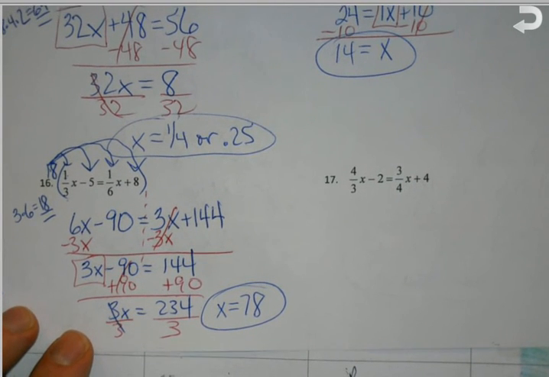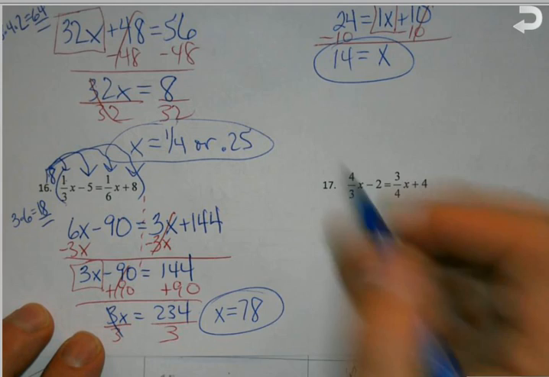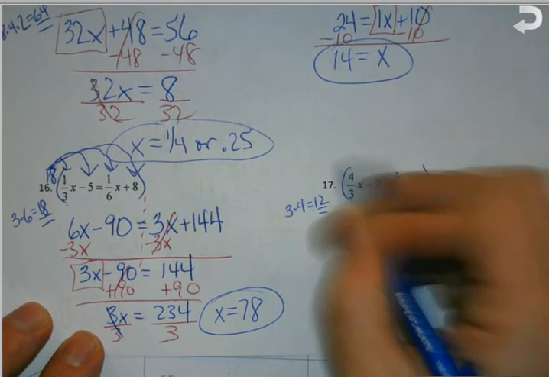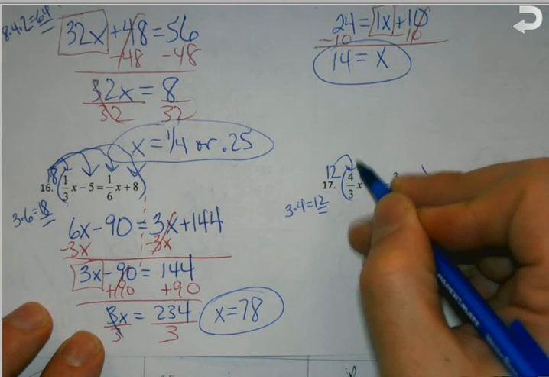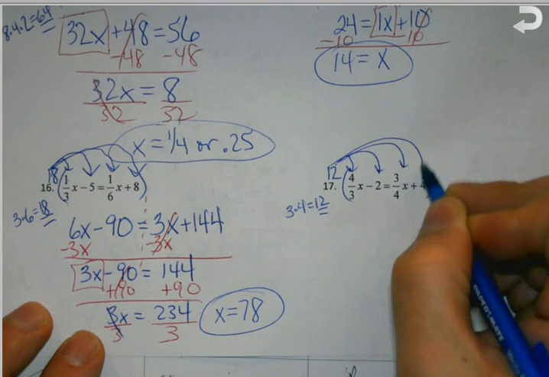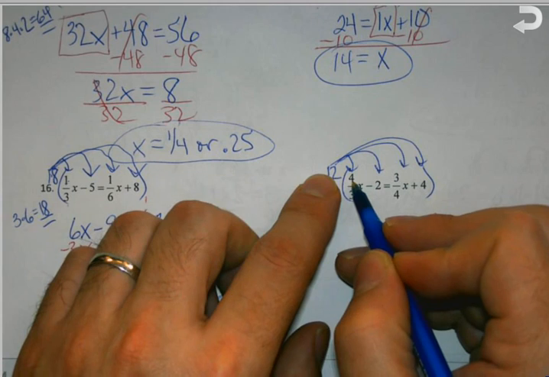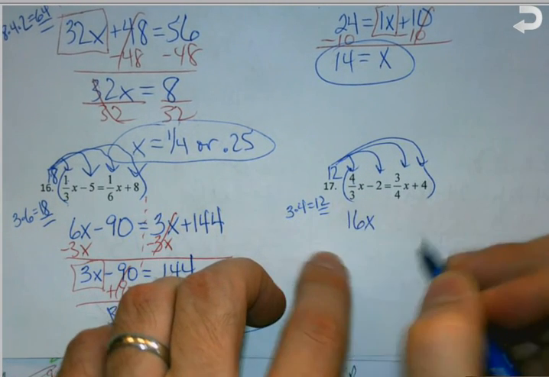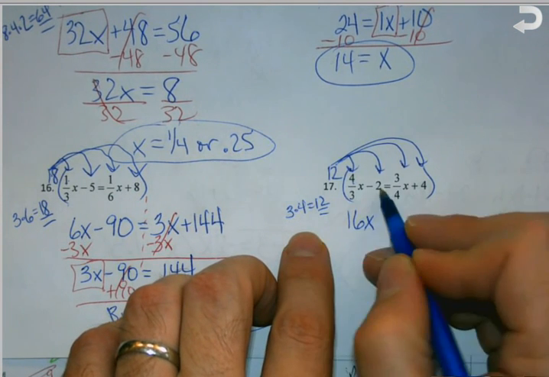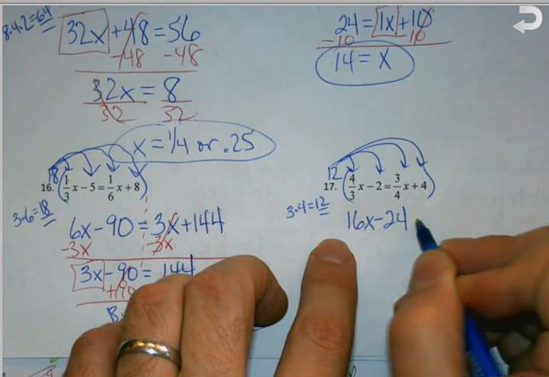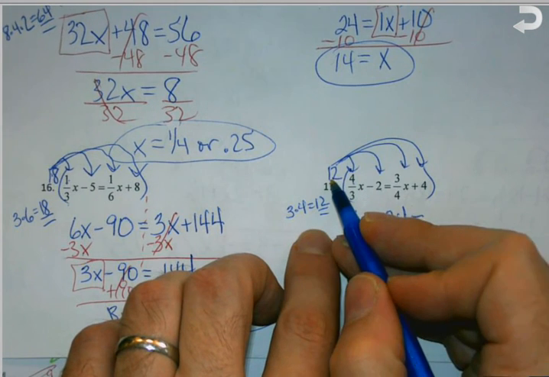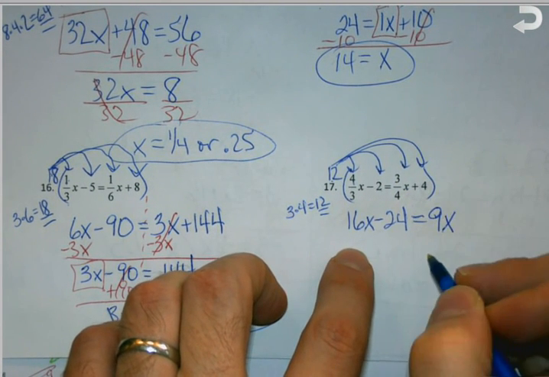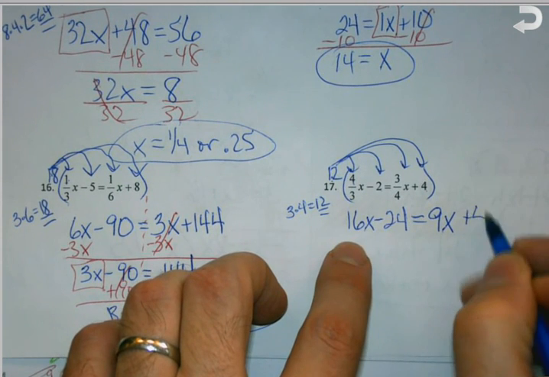What am I going to be multiplying through by? Well, 12. That's what we're going to multiply through by. 12 times 4 is 48, divided by 3 is 16. 12 times 2 is 24. 12 times 3 is 36, divided by 4 is 9. 12 times 4, 48.